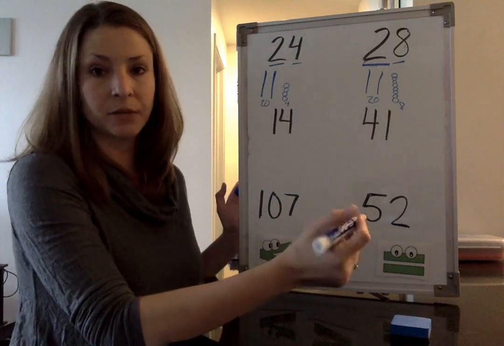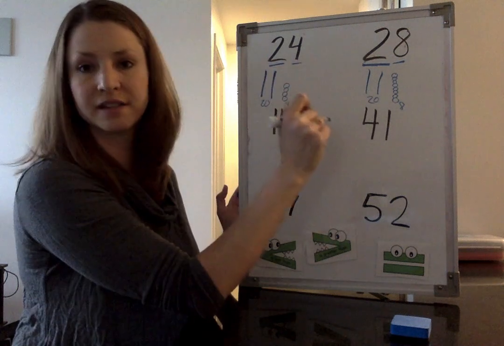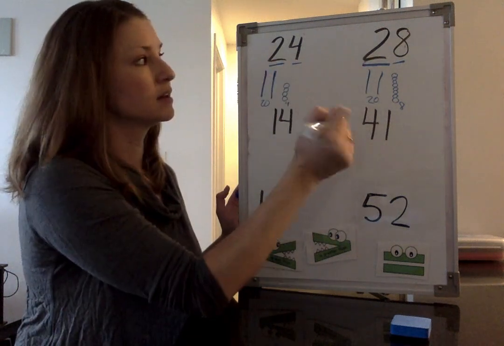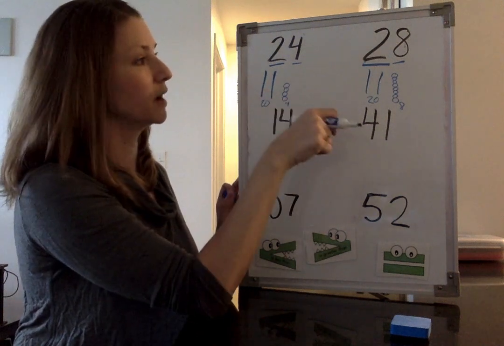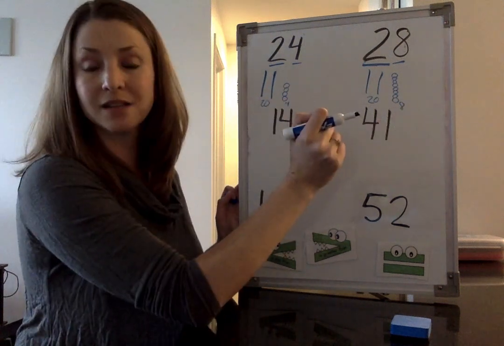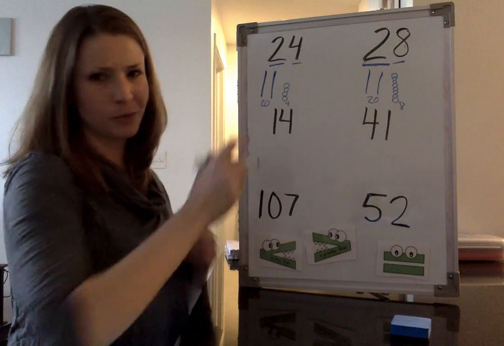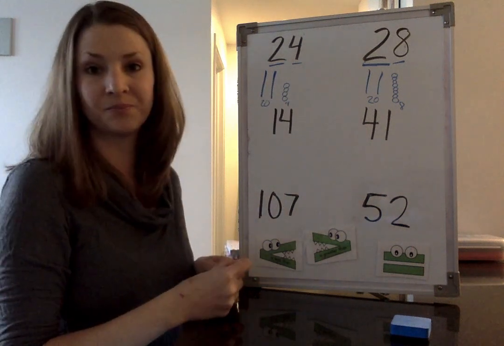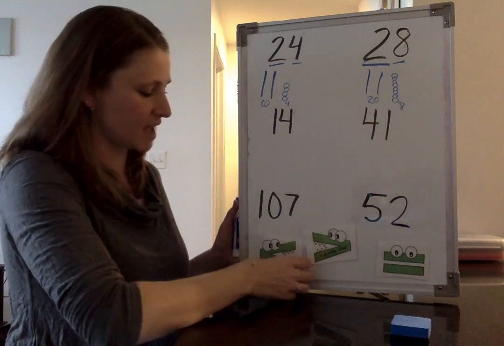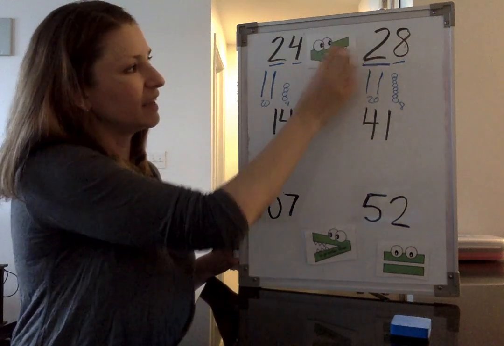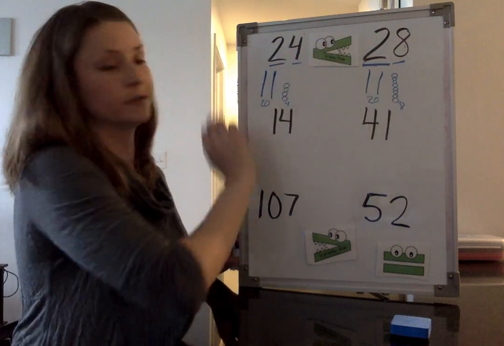So looking at these numbers, our tens are the same. We have 2 tens and 2 tens. And then we need to look at the ones. So 24 has 4 ones, and 28 has 8 ones. So which number would Allie the alligator want to eat? Yeah, I agree, that 28, because 8 ones is more than 4 ones.